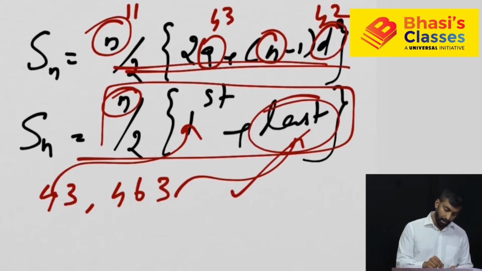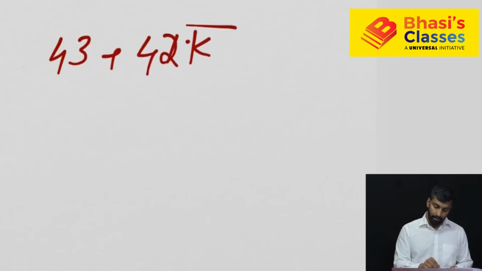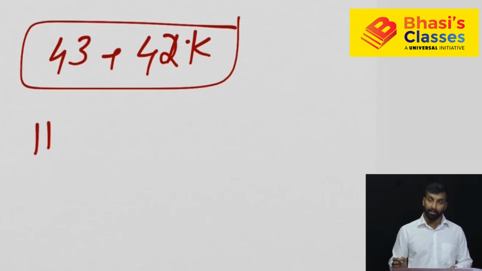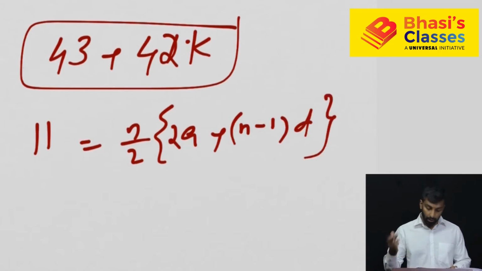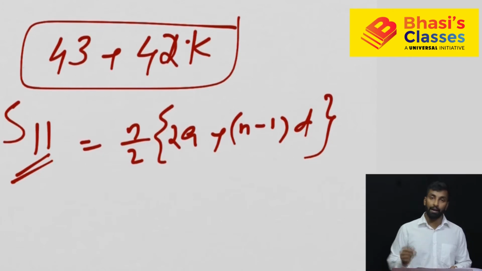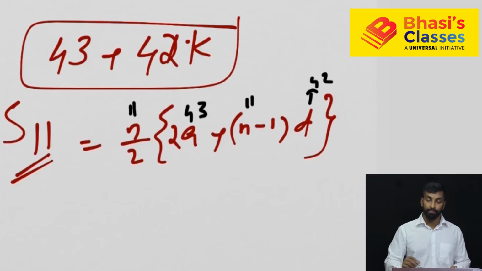Now in this question, which one will you use if they ask about the sum of the first 11 terms? You know the first term is 43, you know the common difference is 42, and this is a series. They're asking for the sum of 11 terms, so you know n. So n by 2 into 2a plus n minus 1 into d is the best, because they're giving you the sum of 11 terms directly. You substitute n is 11, a is 43, d is 42, and you will get the answer.